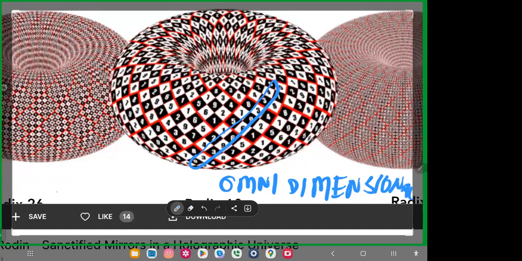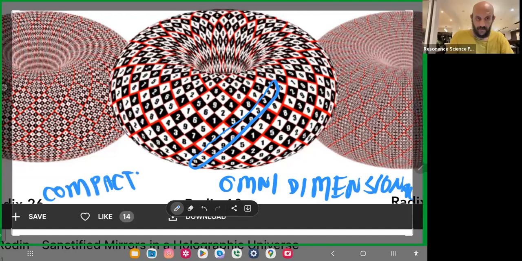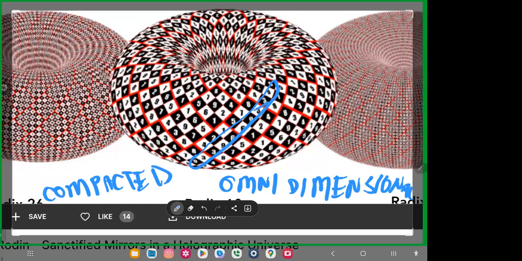All the higher dimensions are compacted together. Everything above the third dimension is compacted.